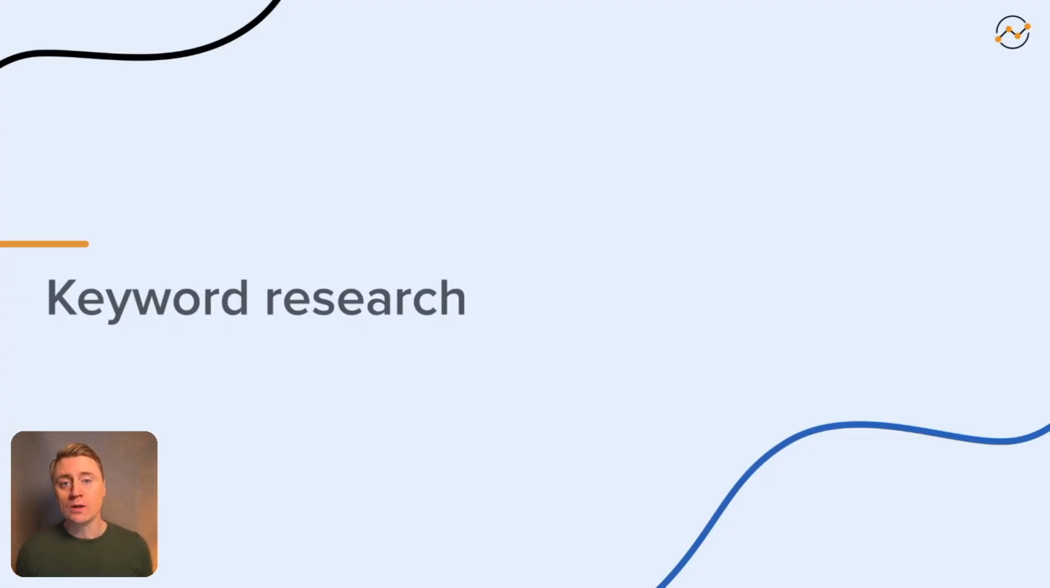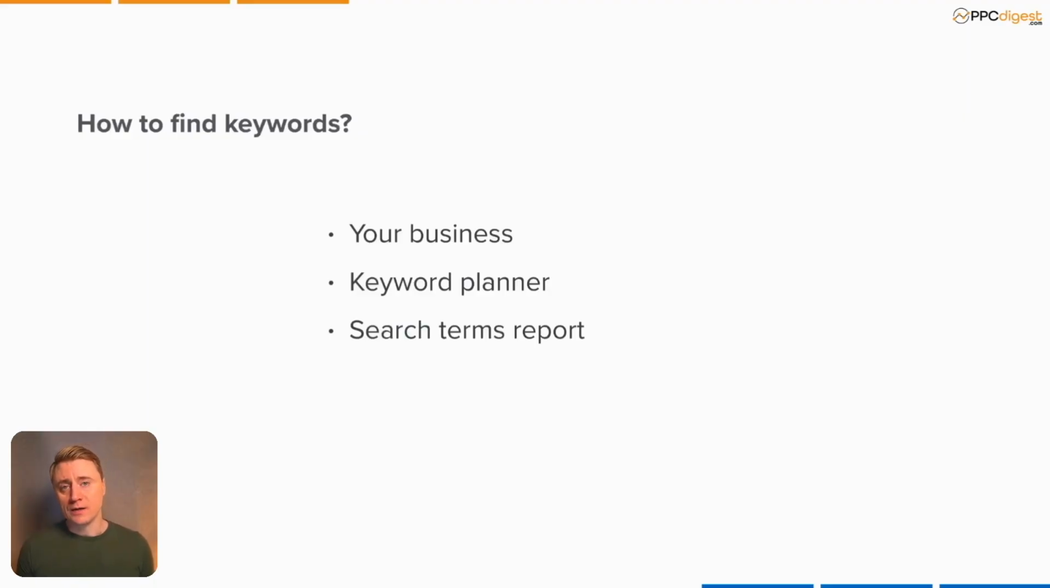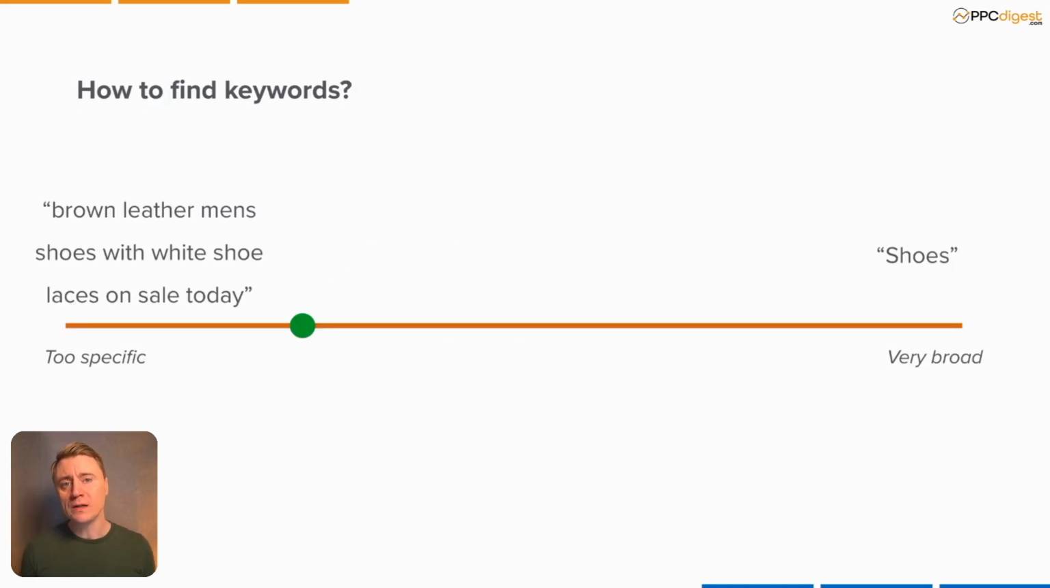Keyword research. Google Ads are based on searches. People have to search for certain keywords or phrases for your ads to appear. We will look at 3 ways to find keywords: your business, Keyword Planner, and search term report. When picking keywords to bid on, you have to make sure that someone is searching for them on Google.